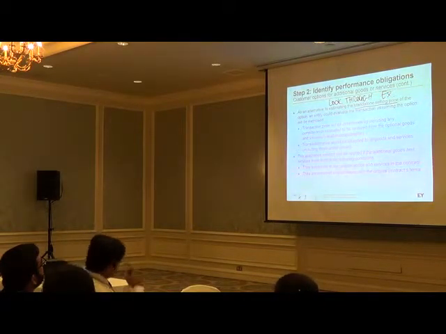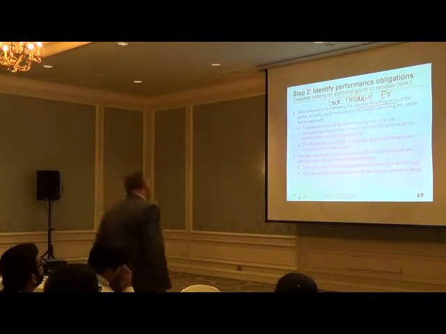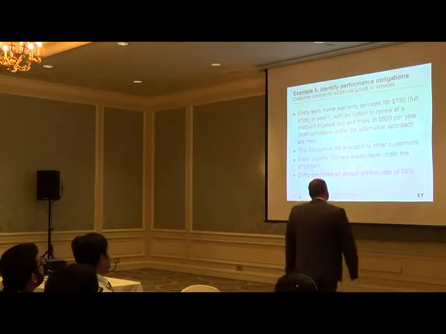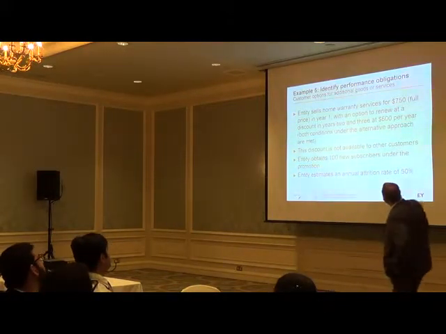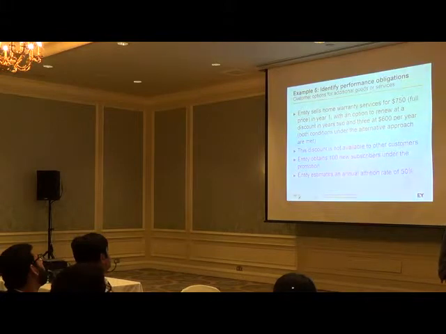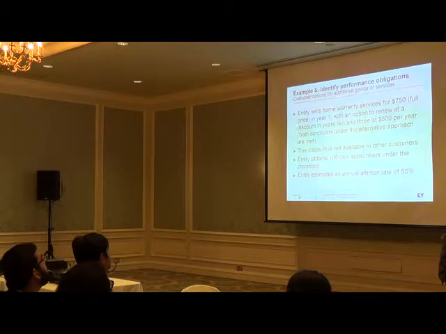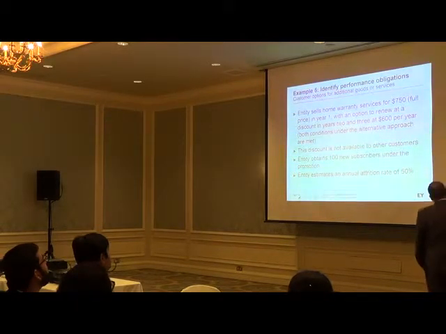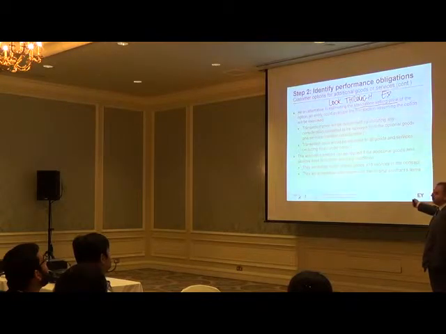Okay. Here is the case study I am trying to refer to. Look. An entity sells a home warranty service for $750 full price in year 1, with an option to renew at a discount in years 2 and 3 at $600 per year. Both conditions under the alternative approach are met. Now, what is the alternative approach?